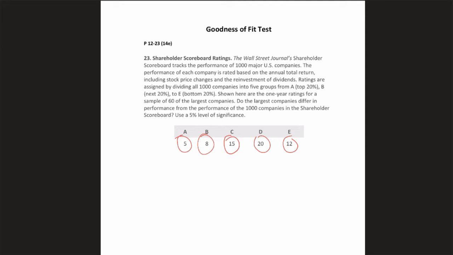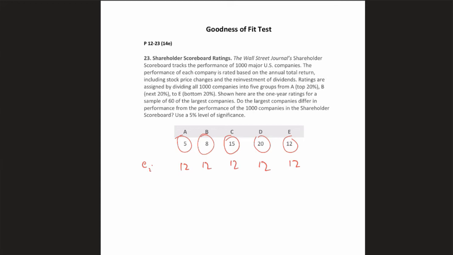All right? So out of 60, if each of them are going to get 20%, then out of 60, there should be 12 companies. So very easily, we could calculate our expected values. 60 companies, 20% per category. So therefore, 20% of 60 is 12. 2 6s are 12. So basically, this should be 12, this should be 12, 12, 12, and 12. That's what it should look like if the postulated distribution is true.